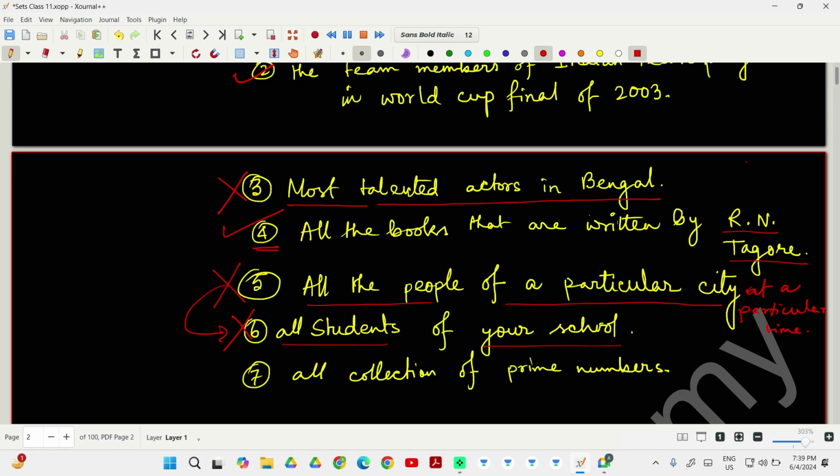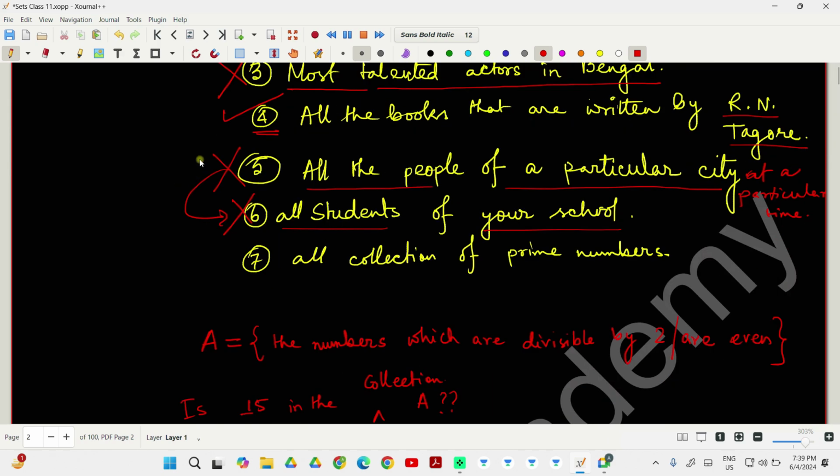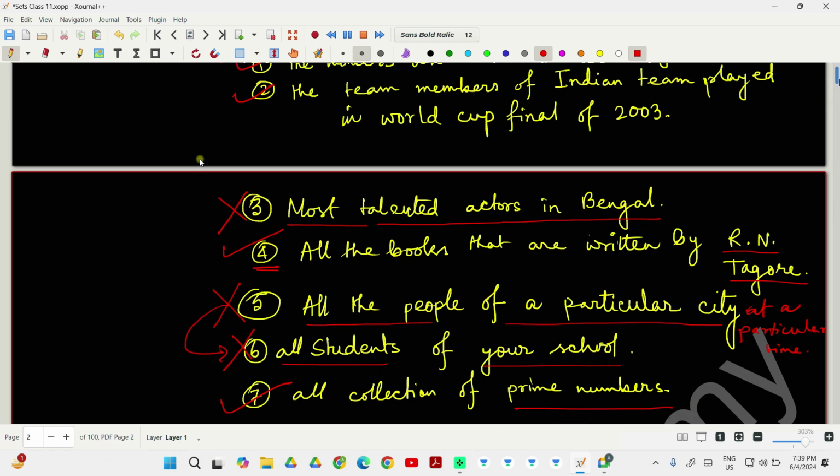And now say, what about number 7? This is a set, right? This is a set because it is the collection of prime numbers, because a number is either prime or composite, right? So this is a set. Okay, so you have understood the examples of a set.